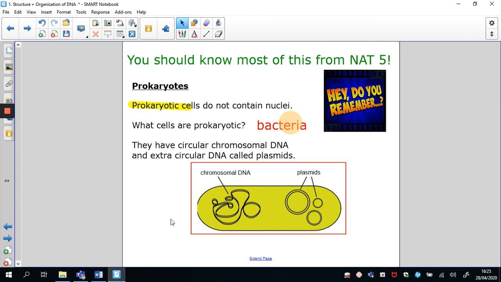So here we've got a diagram of a very simple bacteria. You already know this from National 5. Bacteria have a circular chromosome, one chromosome that doesn't have a start and an end. It's just one big long loop of chromosome, and it's not in a nucleus because it doesn't have a nucleus. It's just free in the cytoplasm. But in addition to that, bacteria have these rings of DNA, this extra DNA that we call plasmids. So apart from this word prokaryote, none of that's new.